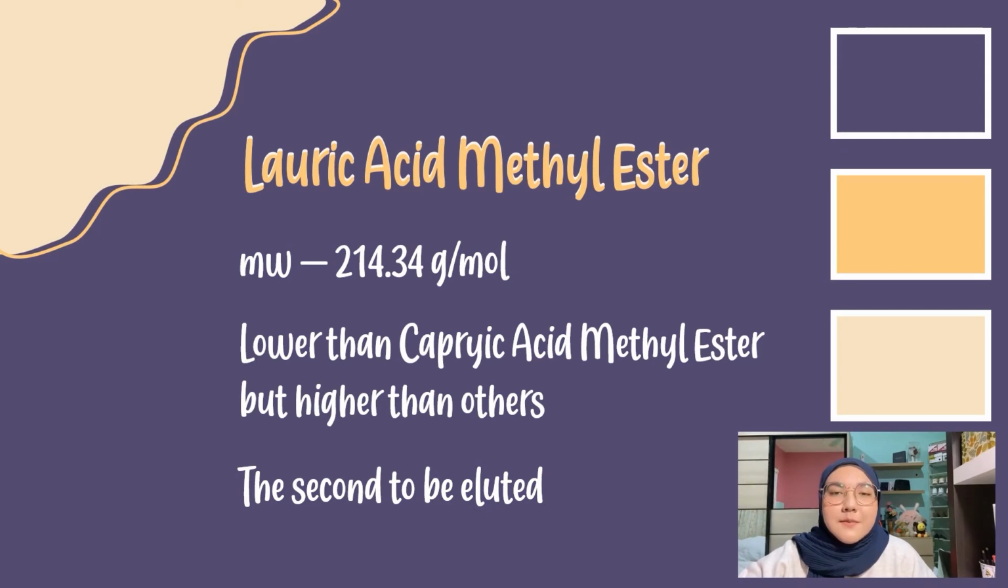Following caprylic acid methyl ester, lauric acid methyl ester placed second in terms of molecular weight value with a value of 214.34 gram per mole. The volatility of the lauric acid methyl ester is lower than caprylic acid methyl ester. However, they are still higher than oleic acid methyl ester and allylic acid methyl ester. Hence, this makes lauric acid methyl ester to be the second one eluted.